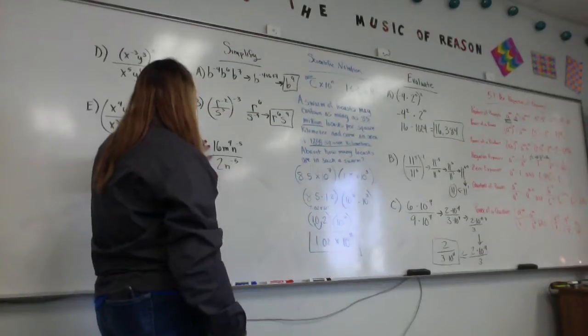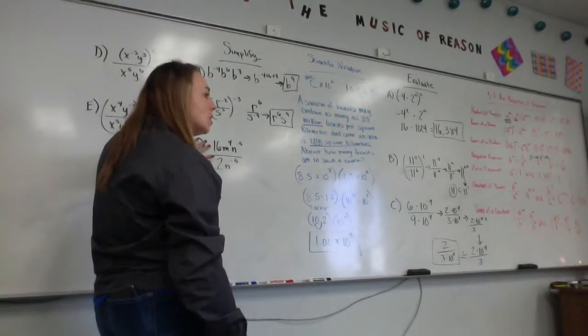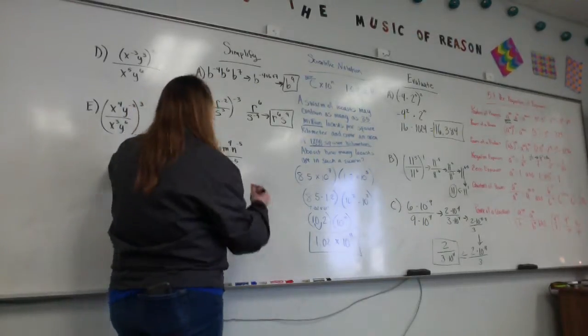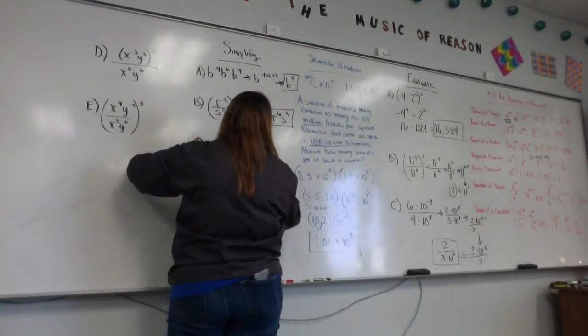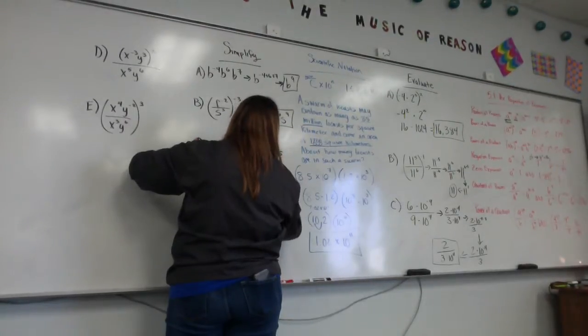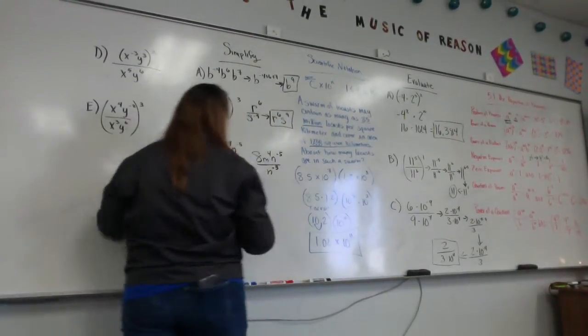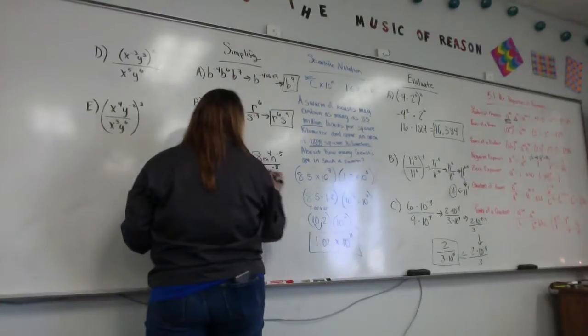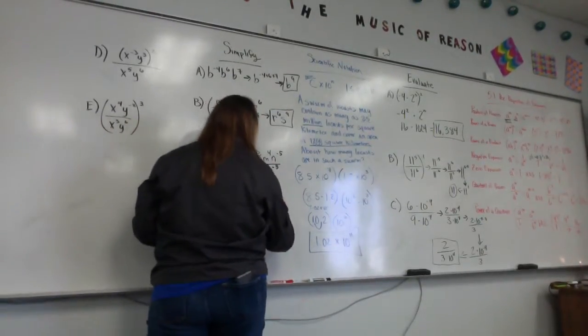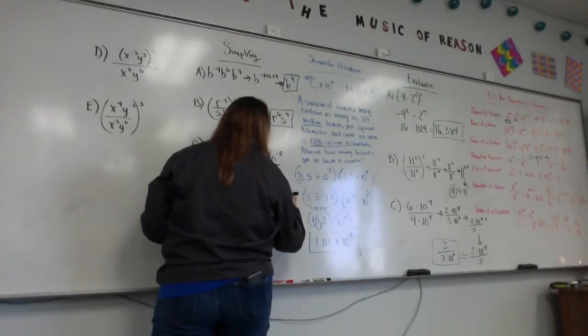Now, here, what am I going to start with, this 16 and 2? Reduce it. So what's 16 divided by 2? 8. So I have 8 m to the 4th, n to the negative 5th, over n to the negative 5th. What do I have to do? Is there any m things to work with? No. So I just get 8m to the 4th.